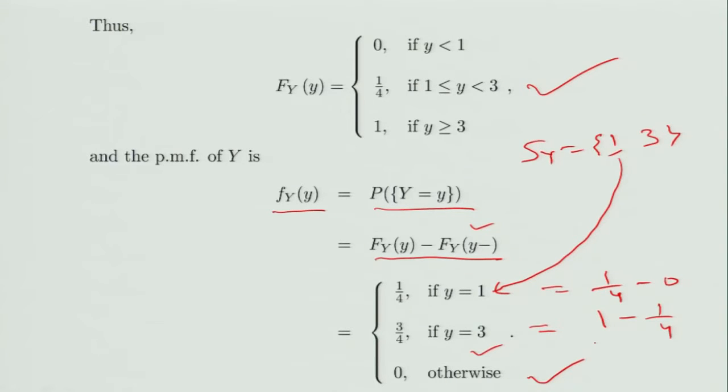And this will be 0 otherwise, because 1 and 3 is only the support of Y. You can easily check the total sum has to be 1. 1 by 4 plus 3 by 4 is 1, because it is a discrete random variable. So it is a probability mass function. The other way is I can find out the probability mass function directly and then can find out the distribution function.